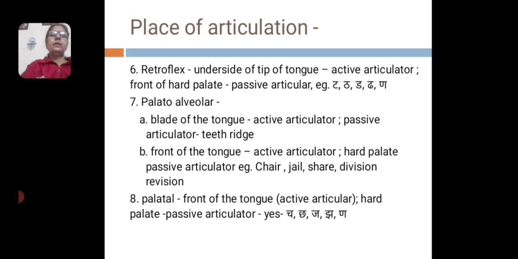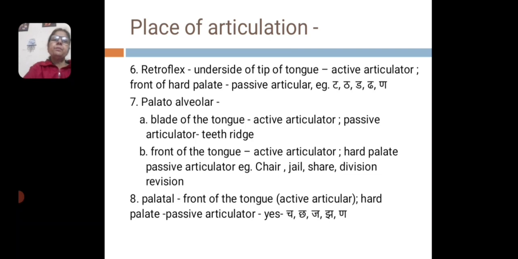Then palato-alveolar. Palato-alveolar are those consonants in which the blade of the tongue is the active articulator and the passive articulator is the teeth ridge. And the second position is also there: the front of the tongue is the active articulator and the hard palate is the passive articulator. Some words in English are chair, jail, share, division, revision. So palato-alveolar consonants are spoken in two stages. The first stage is when the blade of the tongue and teeth ridge come in contact with each other, and the second is when the front of the tongue comes in contact with the hard palate.